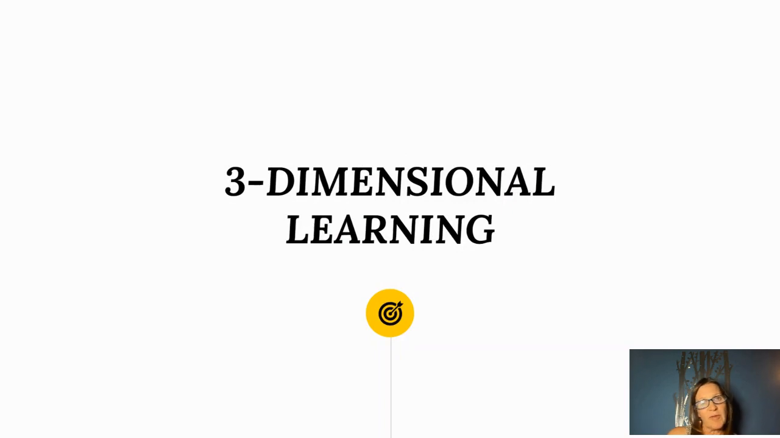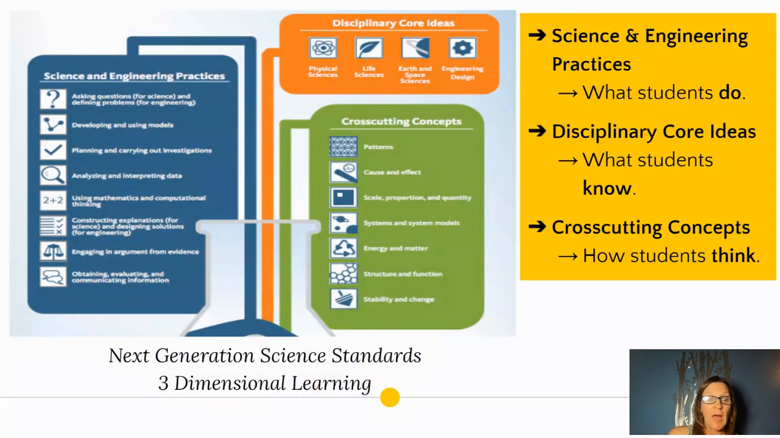We use something called three-dimensional learning in our science class. This may be new to some of you. Three-dimensional learning comes from the Next Generation Science Standards. These are the standards that Colorado State adopted several years ago. There are three dimensions to these standards. The first dimension is what we call science and engineering practices. Basically, these are what students actually do in order to make sense of content.